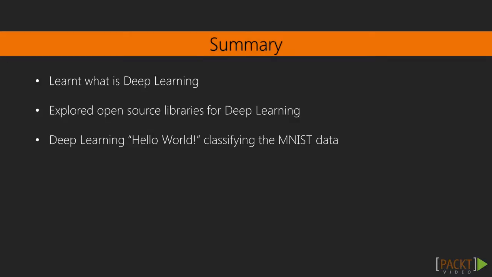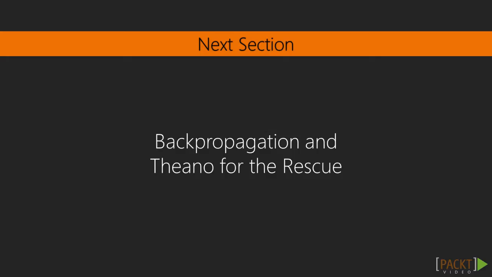In this section, we learned what deep learning is. After that, we saw a few open source libraries to do deep learning with Python. And finally, in this last video, we did some coding in our first Hello World deep learning example with the MNIST dataset. Then in the next section, we will start going into details of how things work behind the scenes, with backpropagation and Theano to the rescue.